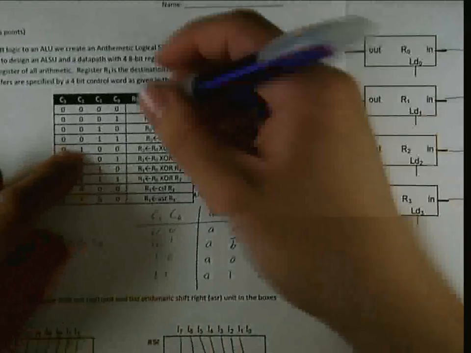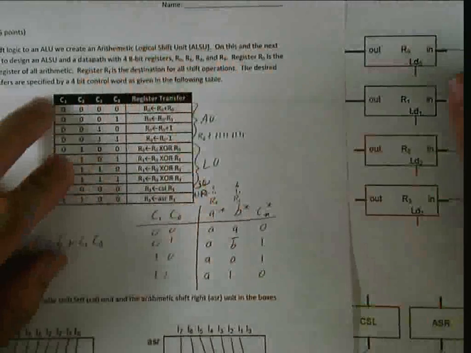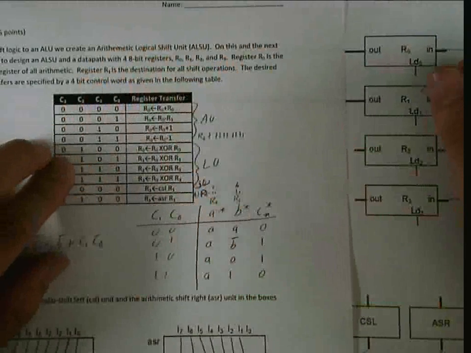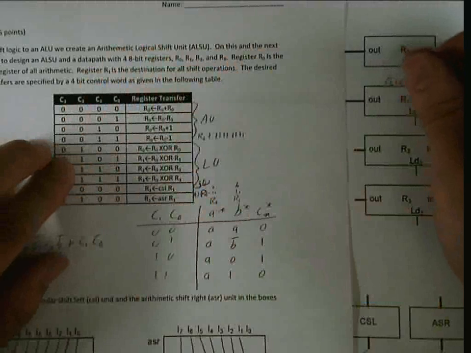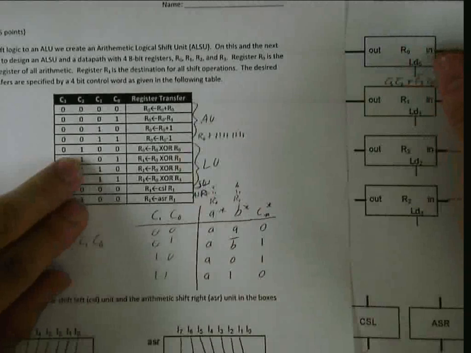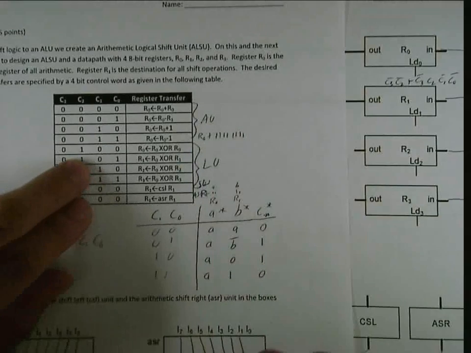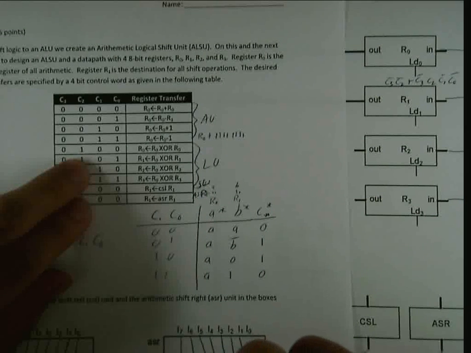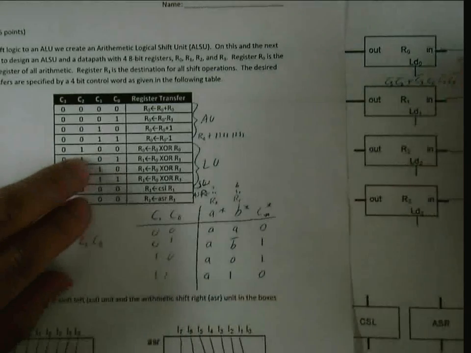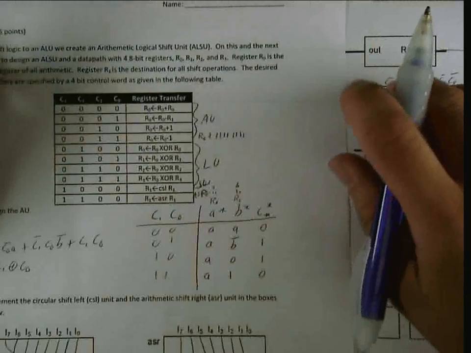So here I'm going to load R0 at these 5 times. So this is whenever C3 bar and C2 bar, so C3 bar, C2 bar, or C3 bar, C2, C1 bar, C0 bar, which I can probably simplify. I just don't feel like it right now. Oh, it basically simplifies down to C3 bar, C1 bar, C0 bar. It's not minimal, but it works. I didn't ask for minimal, so it's not important.